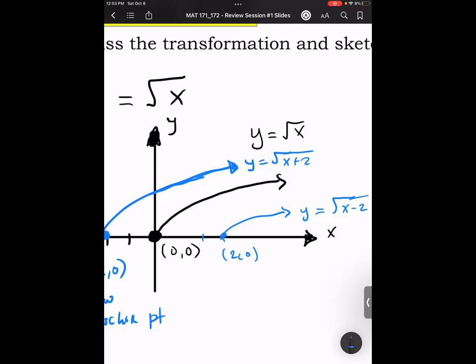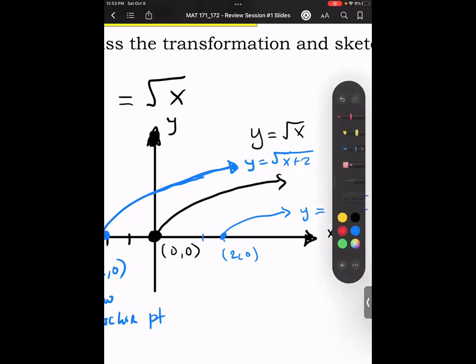If they were outside of the function, then I would have gone 2 units up or 2 units down, right? So for example, this here in red would have been y equals 2 plus the square root of x, because the 2 is outside of the square root. On the other hand, here in red would have been y equals square root of x minus 2, where that minus 2 is outside of it, okay? It depends on where the real number, the constant value, is located. If it's located inside of your function, you either go right or left. But if it's outside of your function, you go up or down.